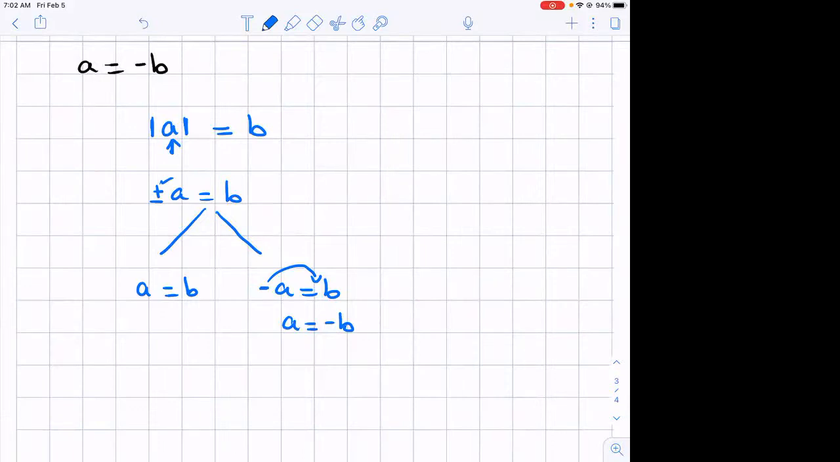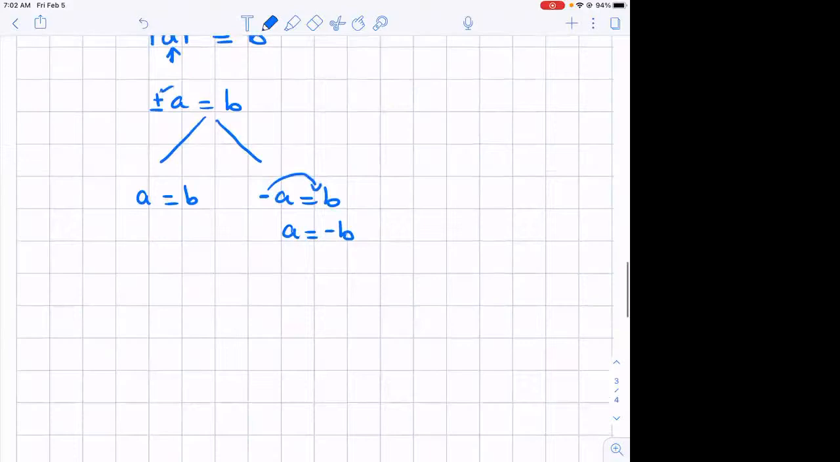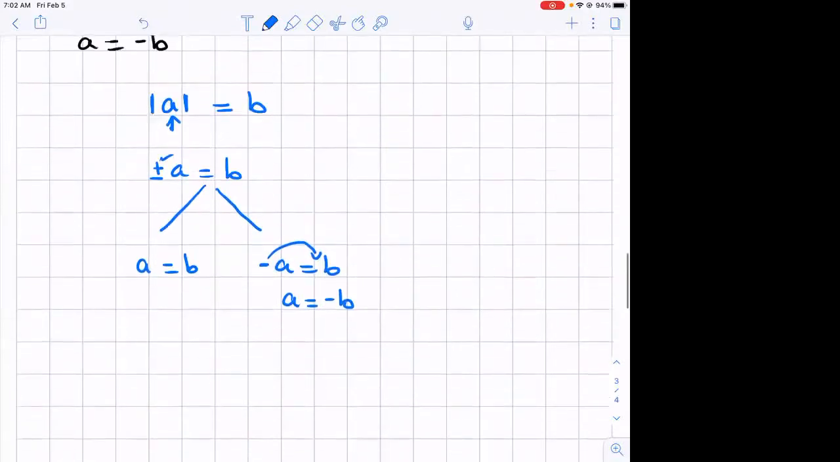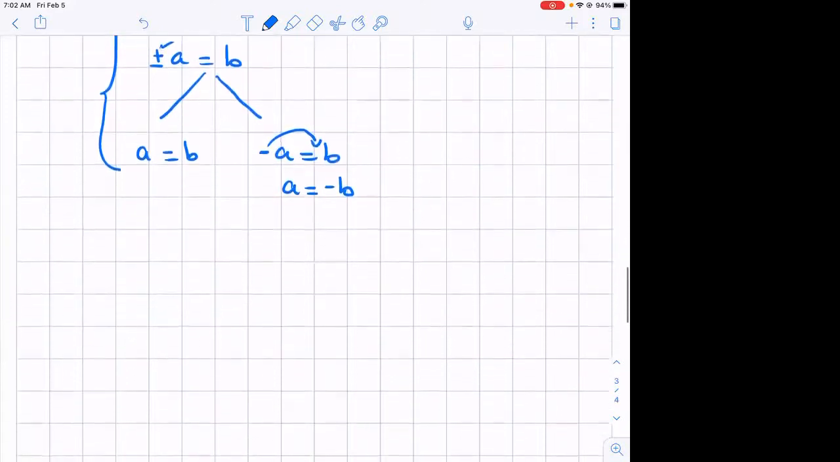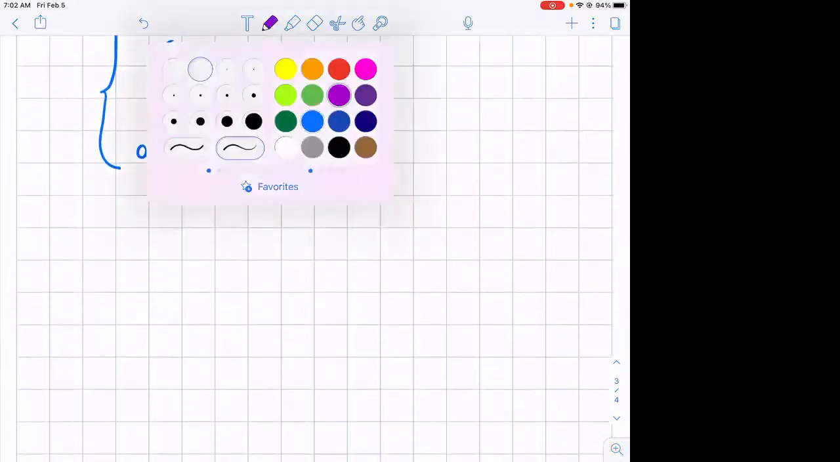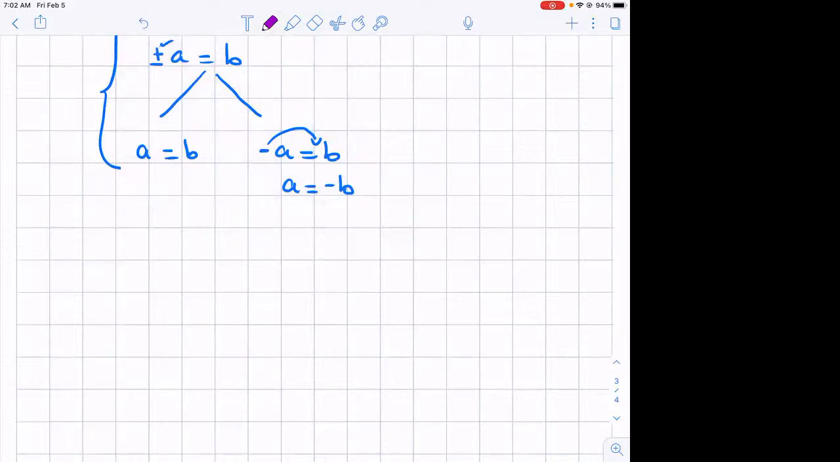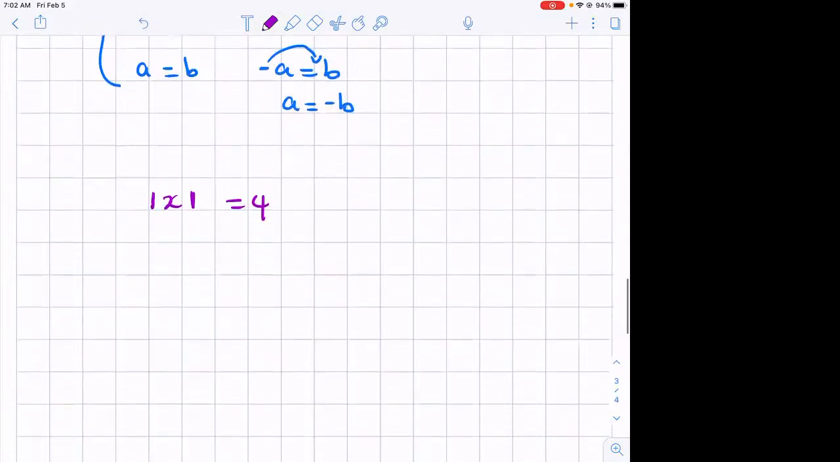You will have to split it up into two parts. So we generally don't write this out the way I just did here. We can save the steps and say that the absolute value of x is equal to 4 means two equations: x is equal to 4 or x is equal to minus 4.